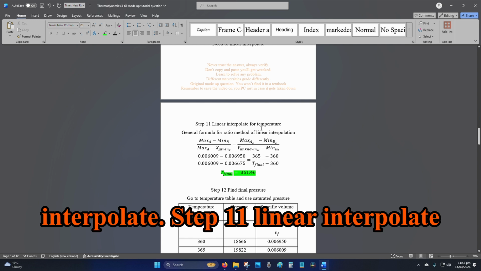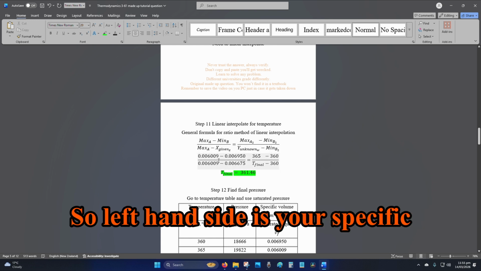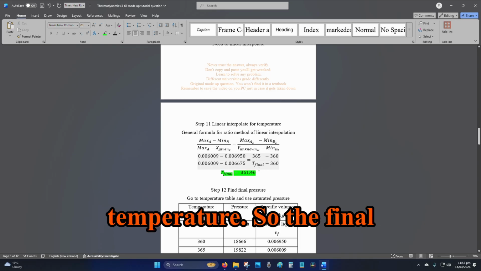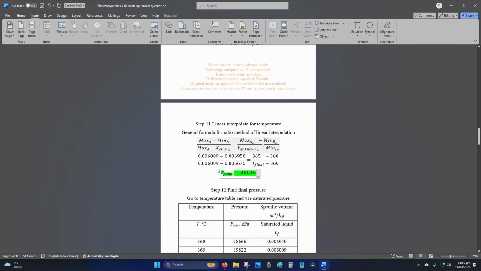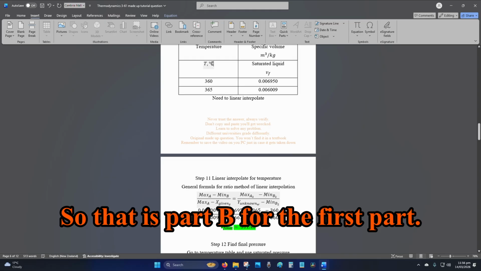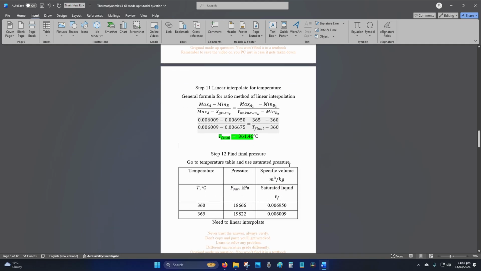Step 11, linear interpolate for the final temperature. The left hand side is your specific volume, the right hand side is the temperature. So the final temperature is 361.46 degrees. That is part B for the first part.